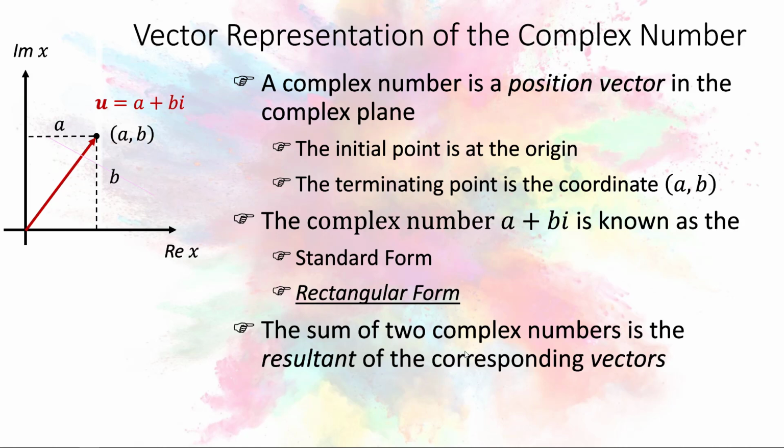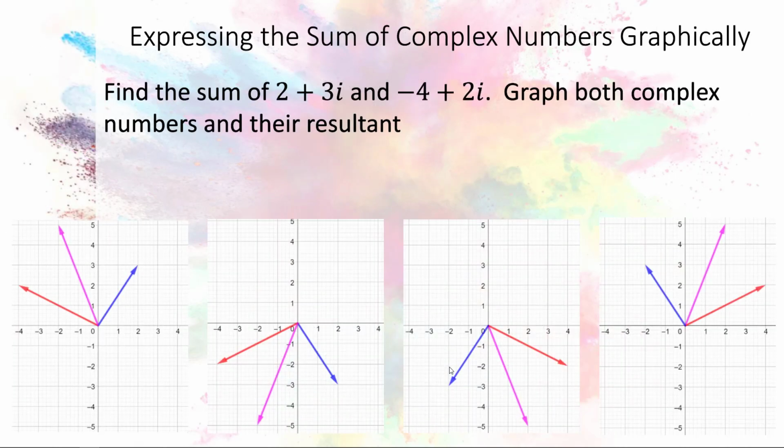And of course, the sum of two complex numbers is essentially the resultant of the corresponding vectors. So you can use all the tools that we learned in the previous two sections to compute the sum of two complex numbers. Of course, the easiest way to do that is when they are in standard form or rectangular form, because the sum of those two complex numbers is just the sum of their components.